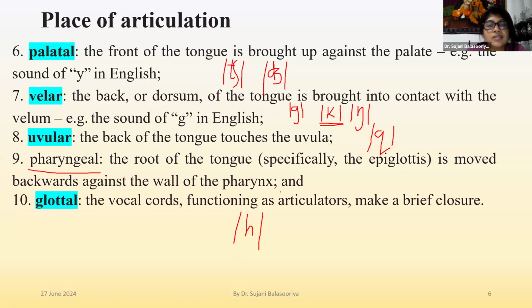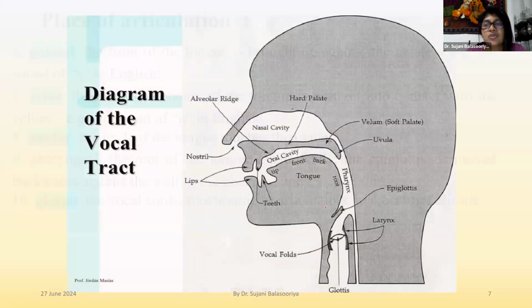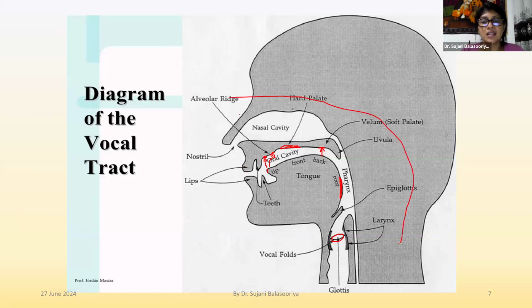Right. So these are the different places of articulation of the consonant sounds. You may have this diagram also in order to get some idea regarding these particular places, right? So then understand inside the vocal tract. Vocal tract means, in common, both the nasal and oral cavity. Vocal tract is this, the whole thing.